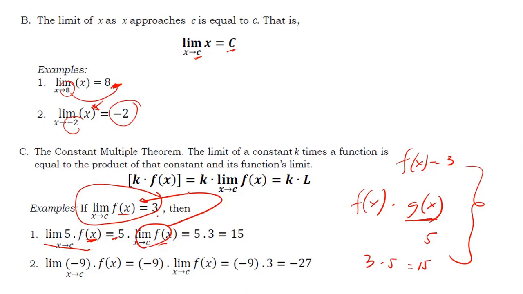Also in this letter C law, we have a limit of negative 9 times f of x as x approaches 6. The limit of f of x is given, which is 3. So, just simply multiply by 3. So, negative 9 multiplied by 3, that is negative 27.